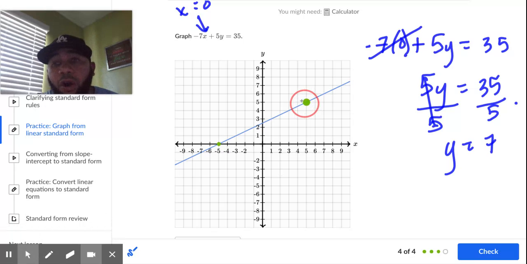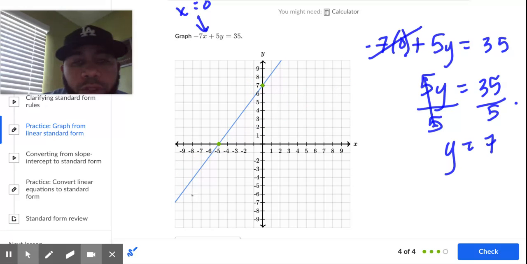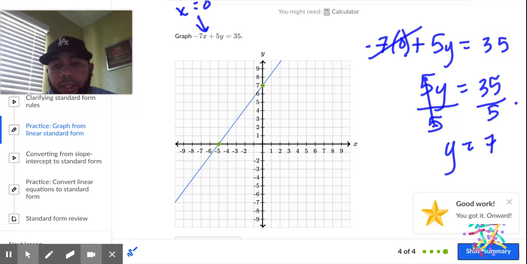Those are not all of the points. Okay? Those are not all of the points. But finding those 2 points allows us to make a line that represents all of the possible values to this equation. All right? Let me stop the recording.